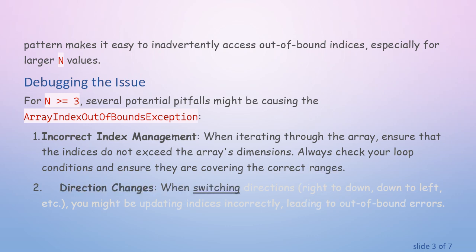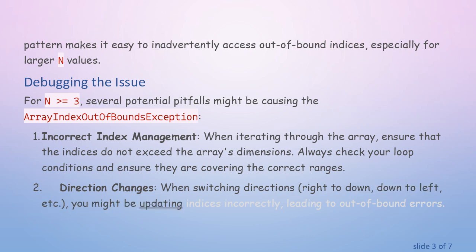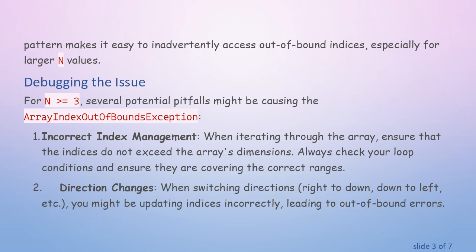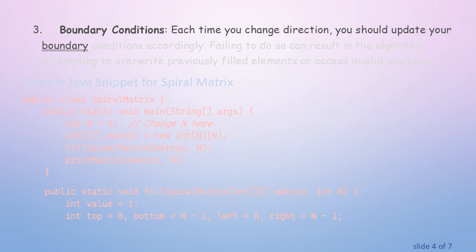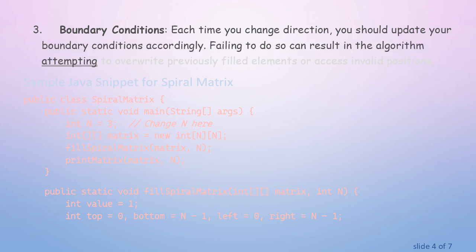Direction changes. When switching directions, right to down to left, etc., you might be updating indices incorrectly, leading to out-of-bound errors. Boundary conditions. Each time you change direction, you should update your boundary conditions accordingly. Failing to do so can result in the algorithm attempting to overwrite previously filled elements or access invalid positions.